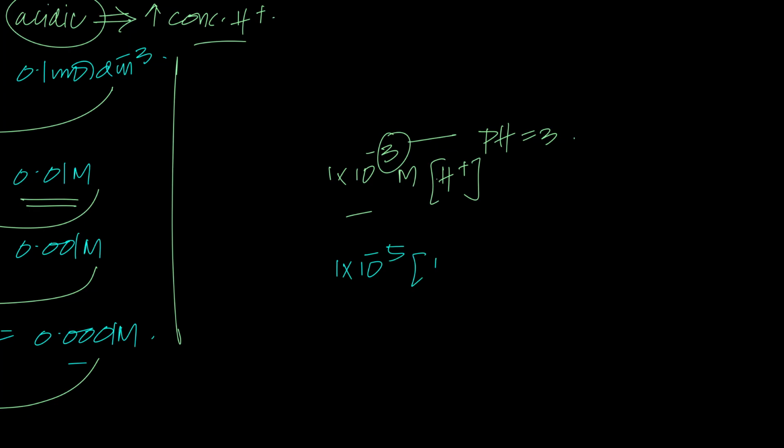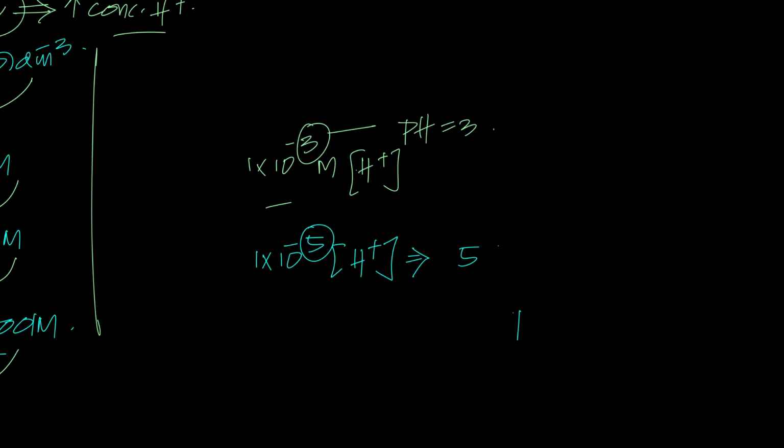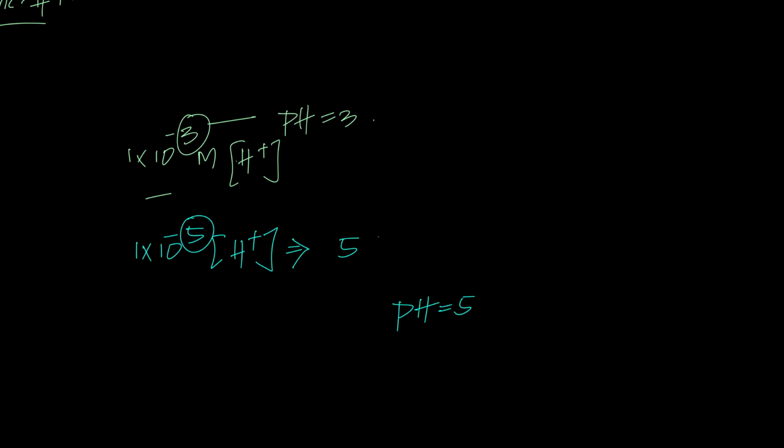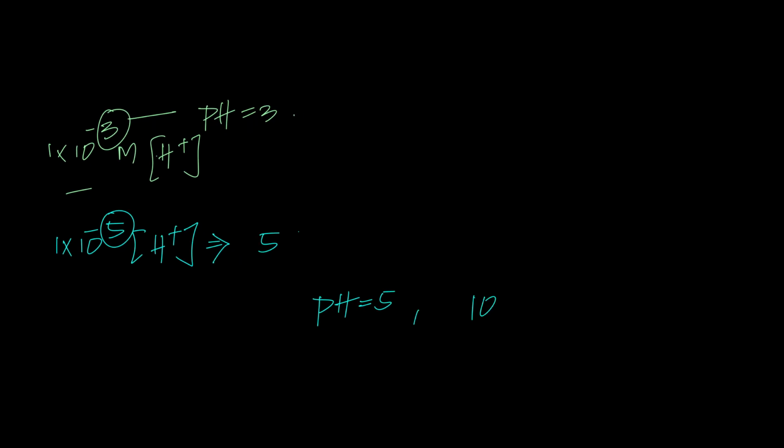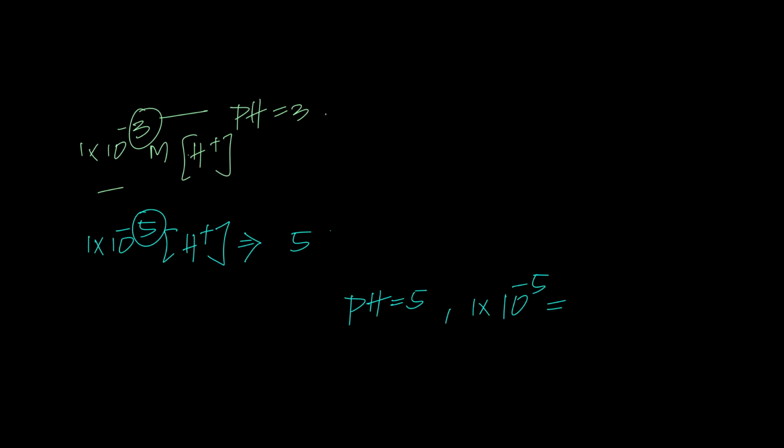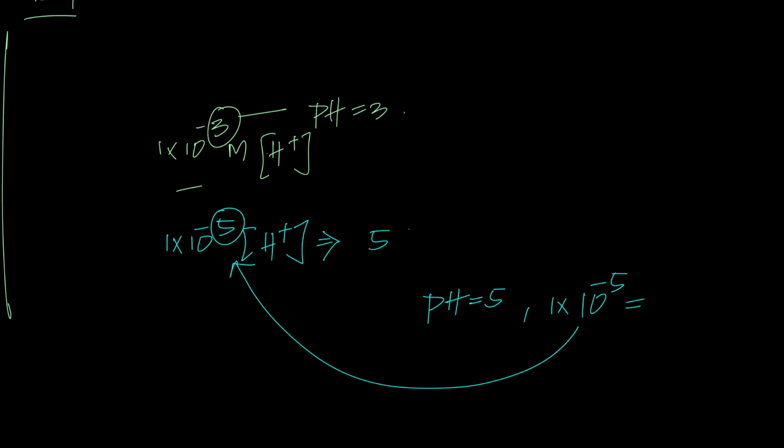What would be the pH for it? The pH for it would be 5. Or you could say vice versa. pH is 5. What would be the concentration of hydrogen ions? So 10 raised to the power minus 5. Or you could say 1 into 10 raised to the power minus 5. Right? And that exactly is this. So they are basically connected to each other.